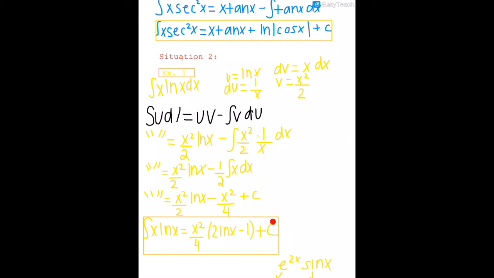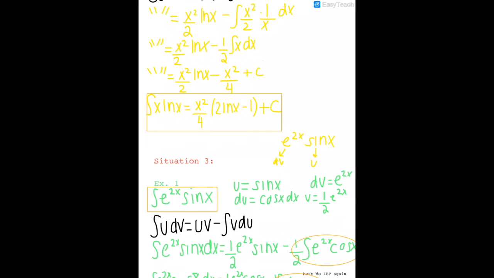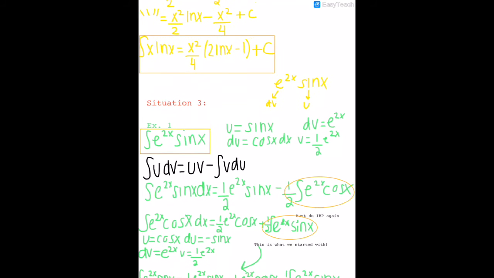The integral of x ln x equals x squared over 4 times (2 ln x minus 1) plus c. Okay, next example. Situation 3.